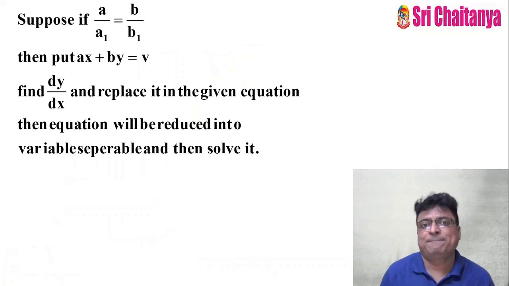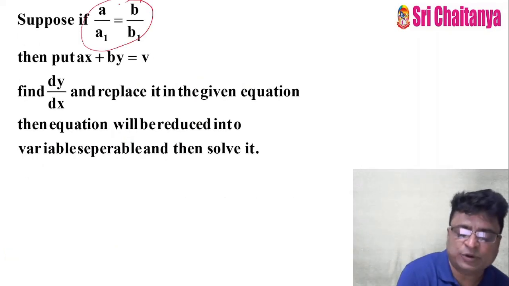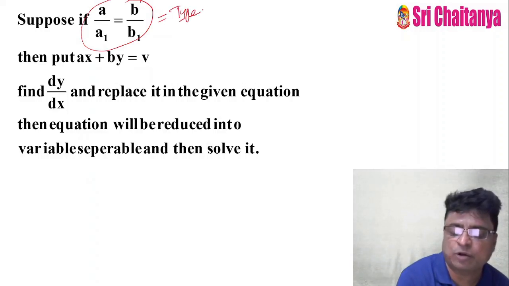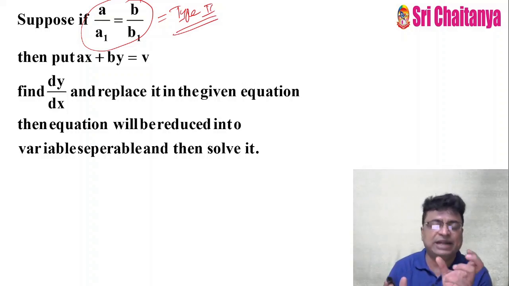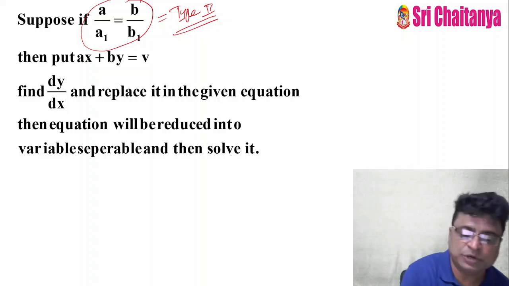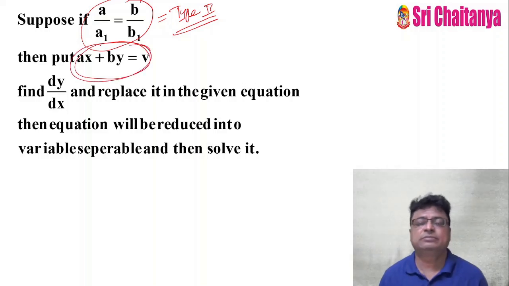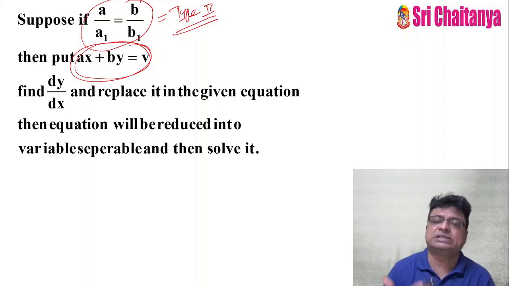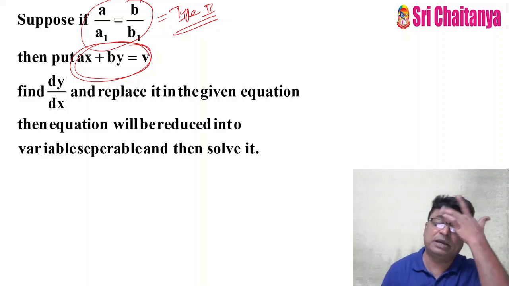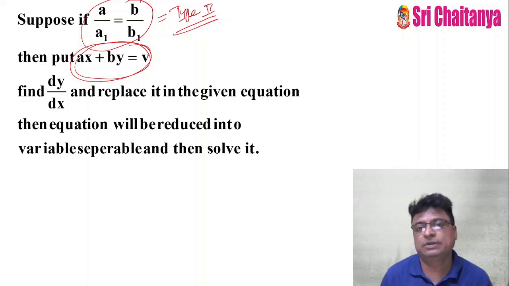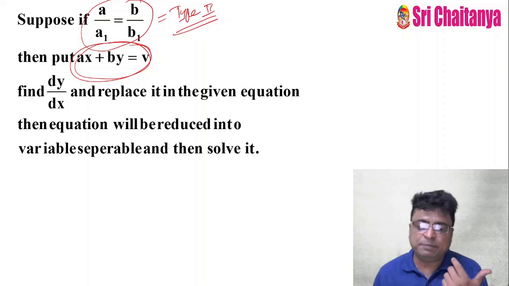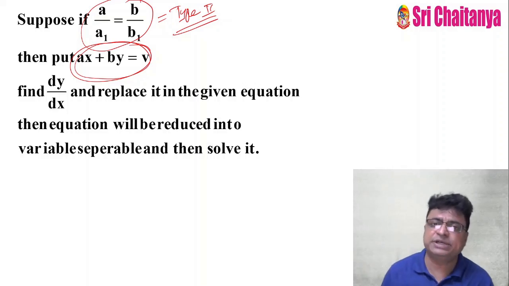Now coming to type 2. If the ratio of x coefficients is equal to the ratio of y coefficients, this is called a type 2 non-homogeneous differential equation. Whenever the ratios of the x and y coefficients are the same, you will get a common factor for both the numerator and denominator. You consider that as v. Then find dy by dx and replace this into the given equation. Automatically the equation will be converted into variable separable. Solve it and replace v with ax plus by at the end of the solution. It's very simple. So type 2 is relatively easier than type 1, but this is called what? Non-homogeneous differential equation. So try to understand the difference between type 1 and type 2.